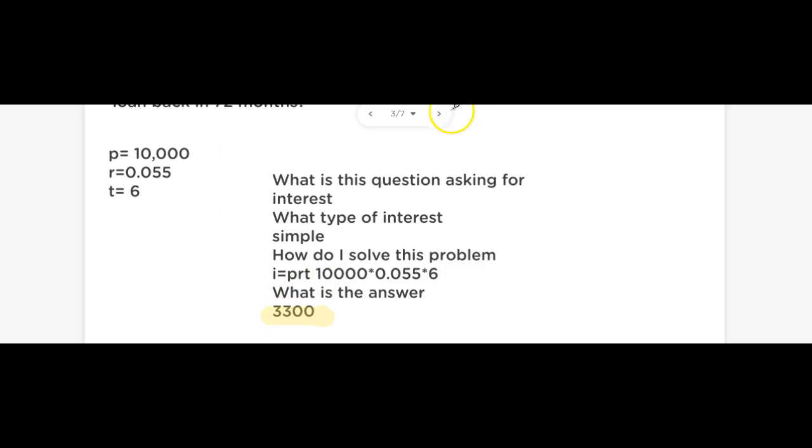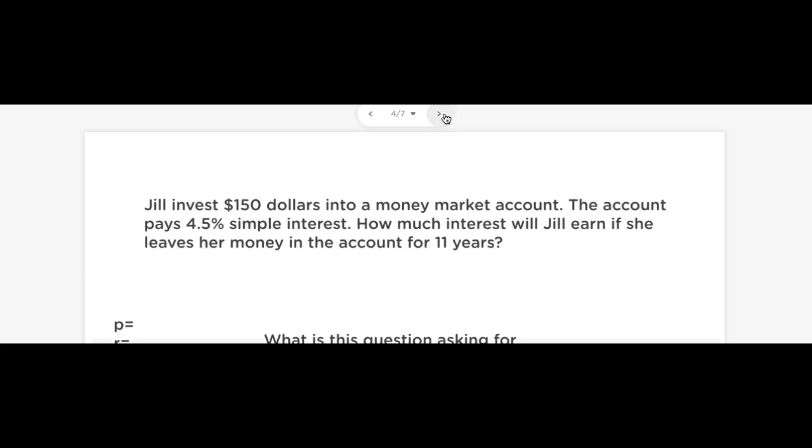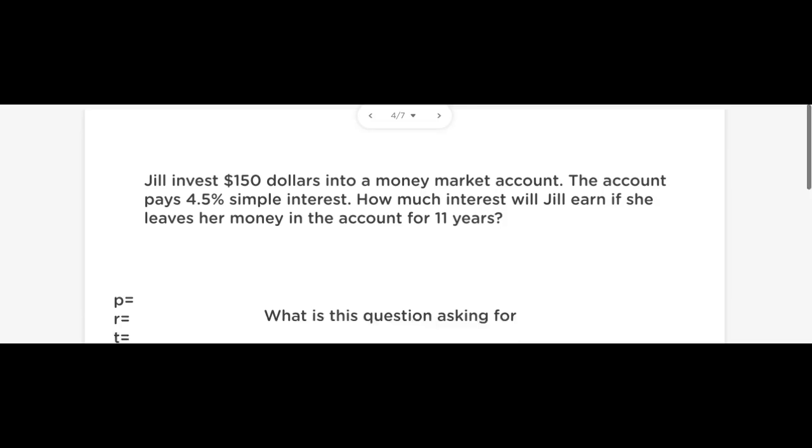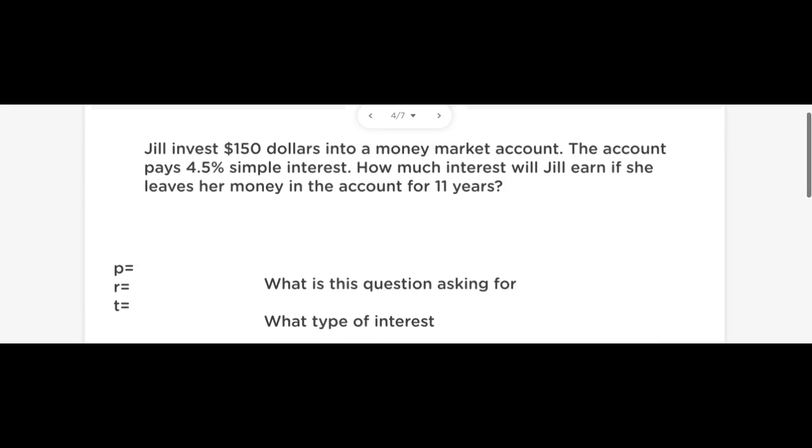Moving on, next problem. I want you guys to pause the video for just a second and try to work this problem. You should be pausing the video. I hope you pause the video. It says Jill invests $150 into a money market account. The account pays 4.5% simple interest. How much interest will she earn if she leaves the money in her account for 11 years?